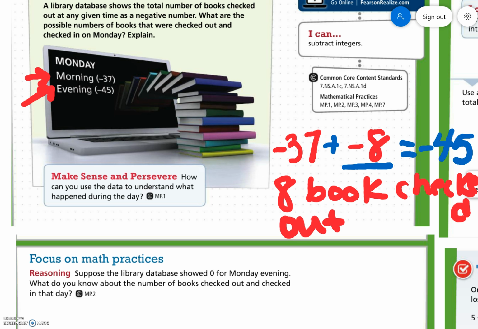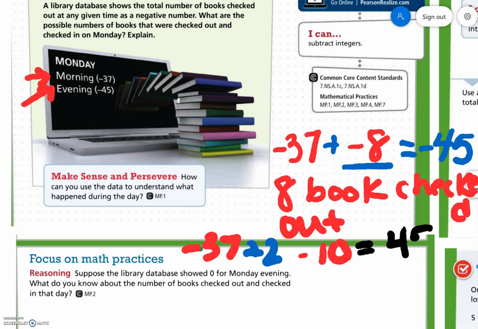Other things could have happened. It could have been like starting with negative 37. Maybe 2 books were checked in, but then 10 books were checked out. That still will give us an answer of negative 45.